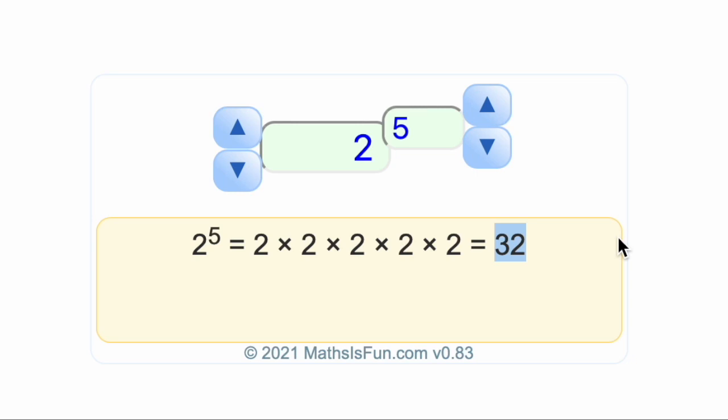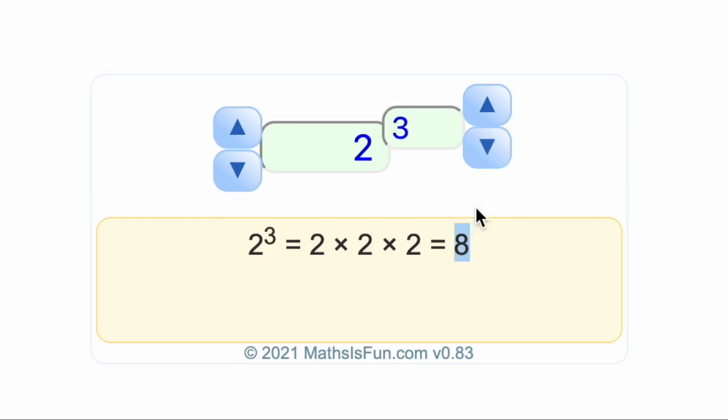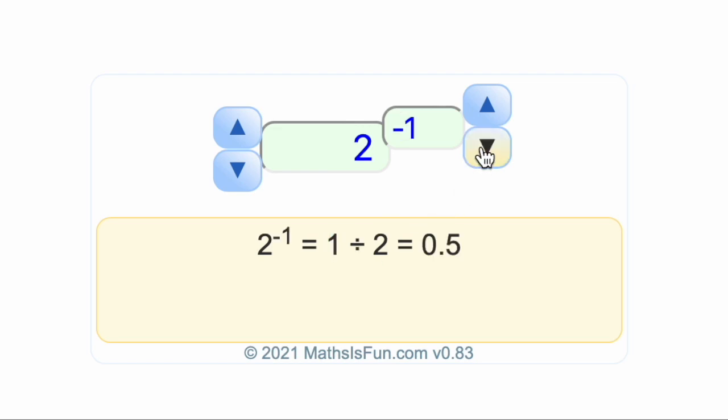32 divided by 2 is 16. 16 divided by 2 is 8. 8 divided by 2 is 4. 4 divided by 2 is 2. 2 divided by 2 is 1. 1 divided by 2 is 1/2, or 0.5, or 5/10.